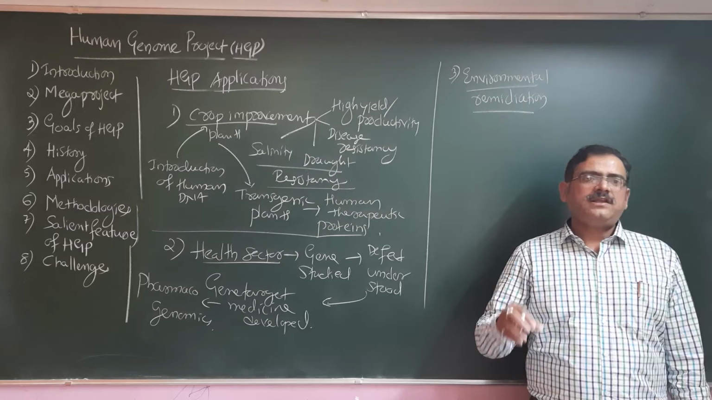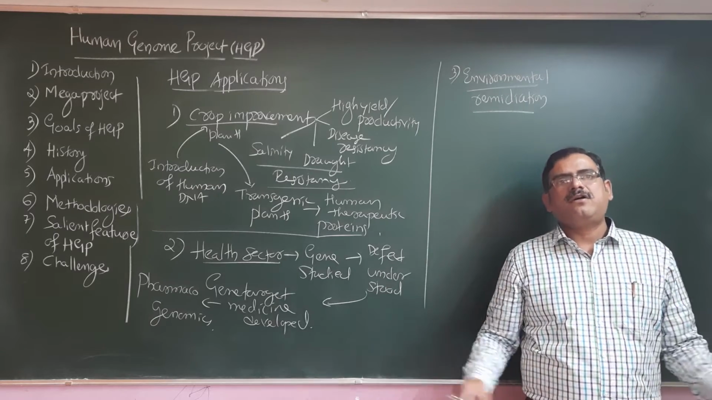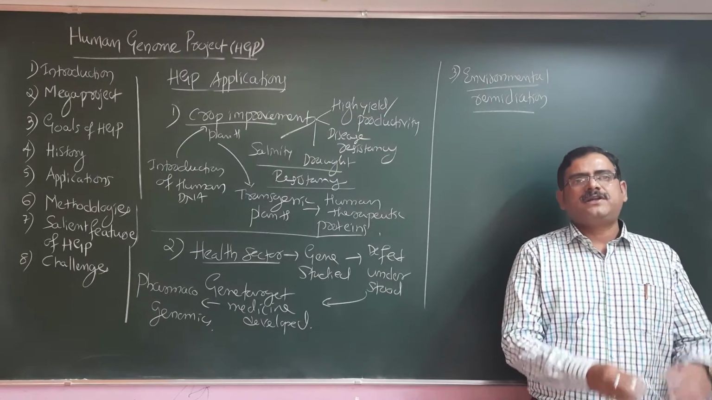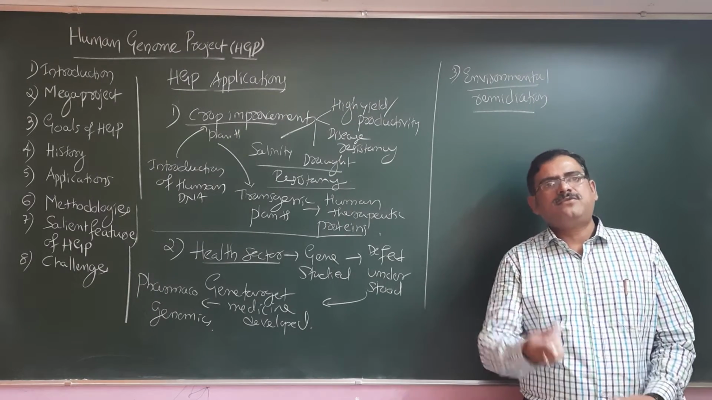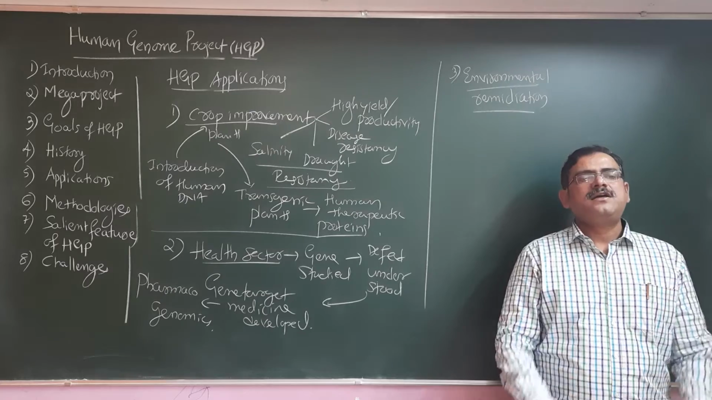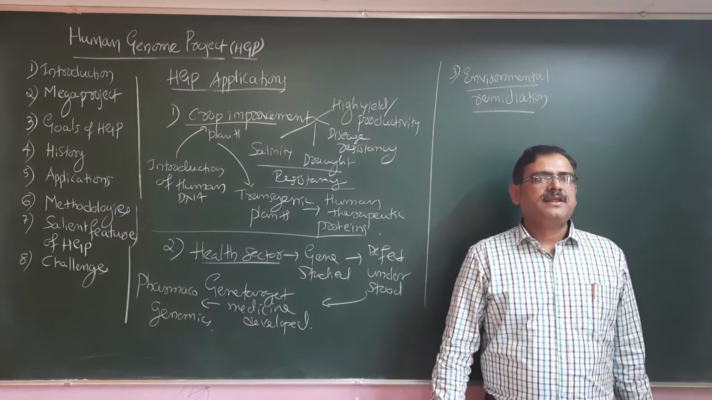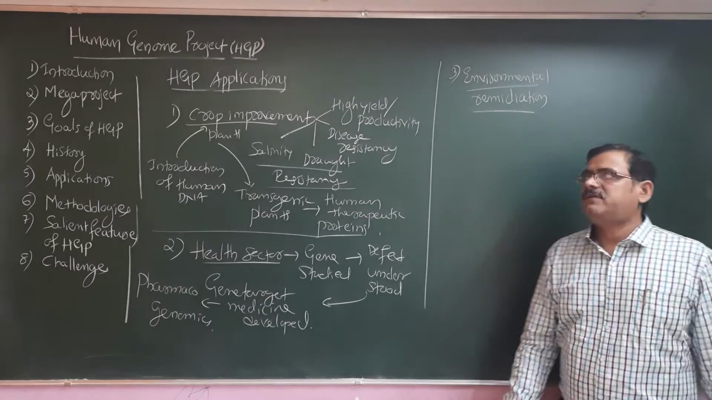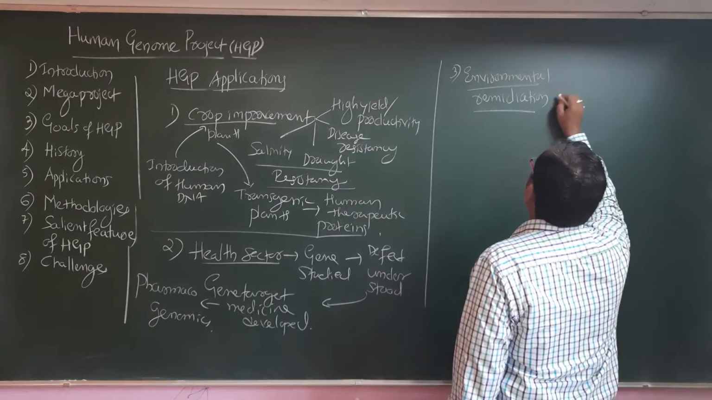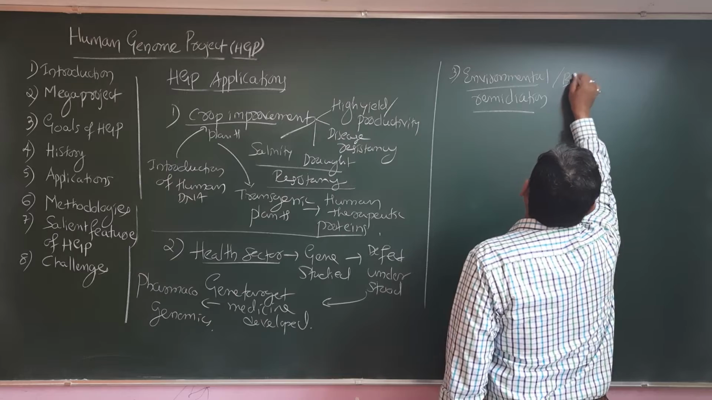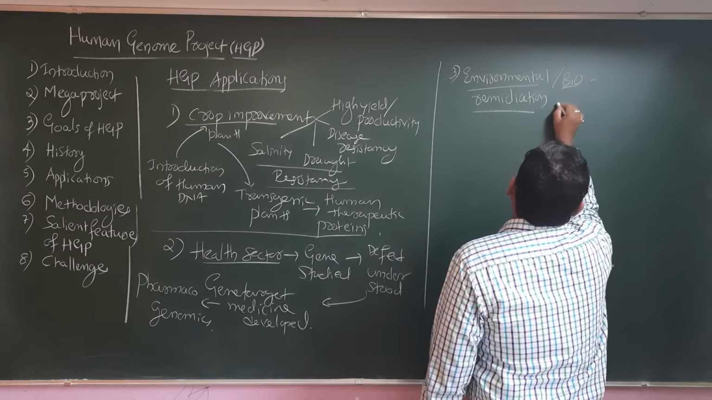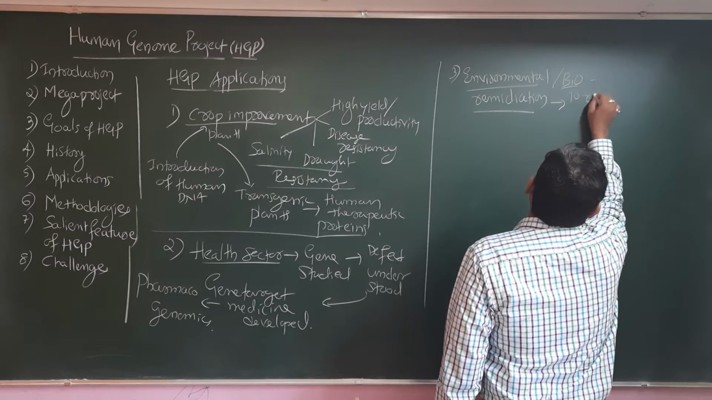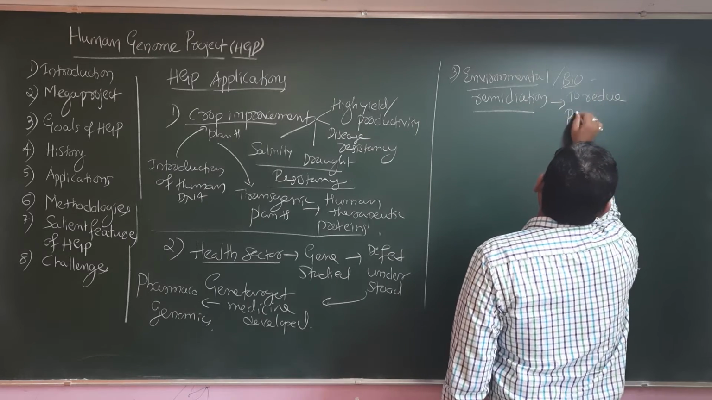And then when such plants are grown in the waterlogged area where the polluted water is flowing or depositing, then these plants will trap those metals, and thus they bring the bioremediation. So thus environmental remediation or bioremediation we can say, to reduce the pollution.